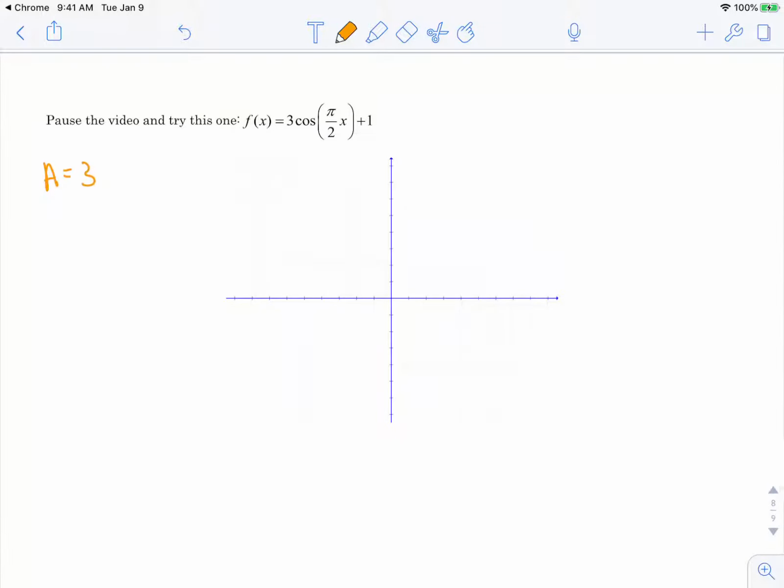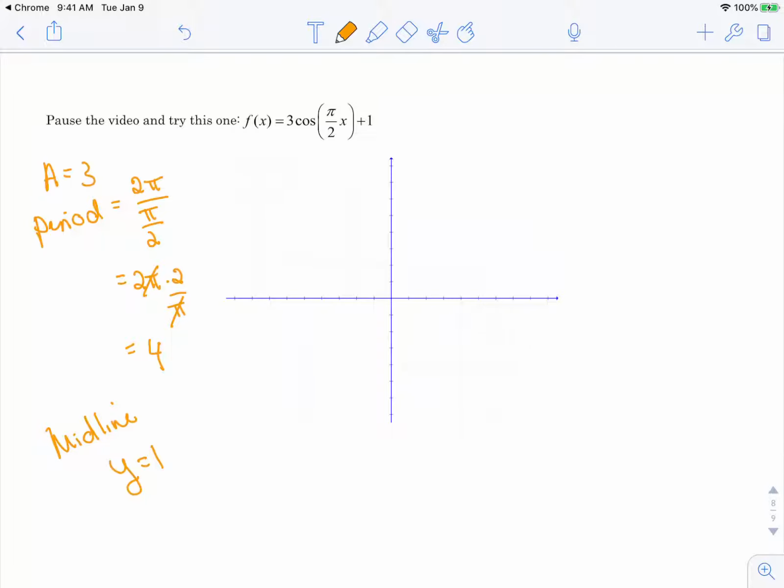My amplitude is 3. My period is 2 pi over pi over 2. And clean that up. I'm going to do 2 pi times 2 over pi, because I'm multiplying by the reciprocal. And then we're going to go ahead and reduce out the pi's. So weirdly enough, we get a period of 4. We know our midline is y equals 1.